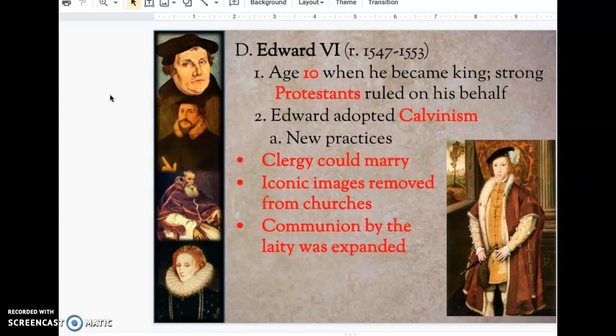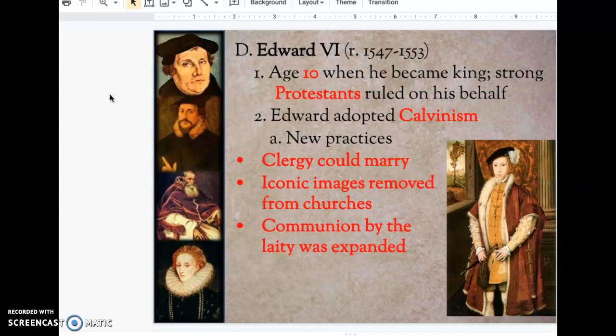So under Edward's rule, England will move towards Protestantism by adopting Calvinism. So these are the new practices. The clergy could marry. Remember, Catholics don't believe that the clergyman can get married. The iconic images that were in the Anglican Church are now being removed. Okay, again, that just is too similar to what the Catholics were doing, statues and things like that.